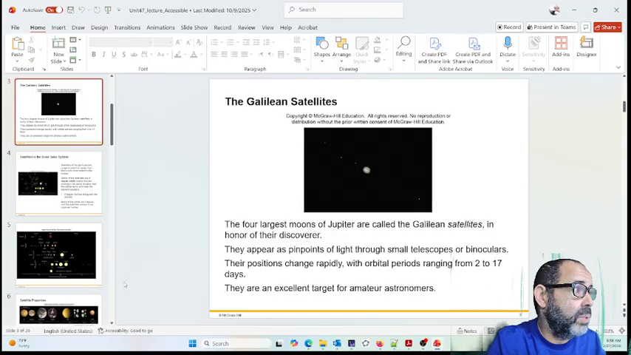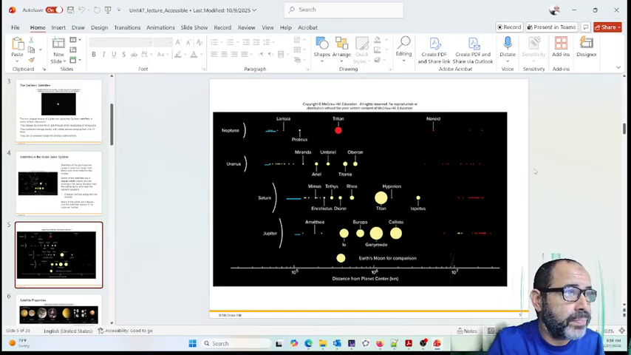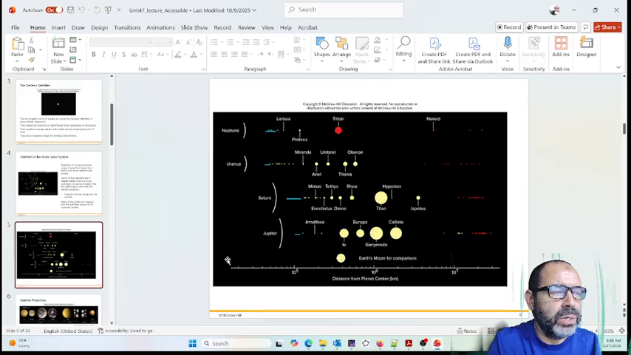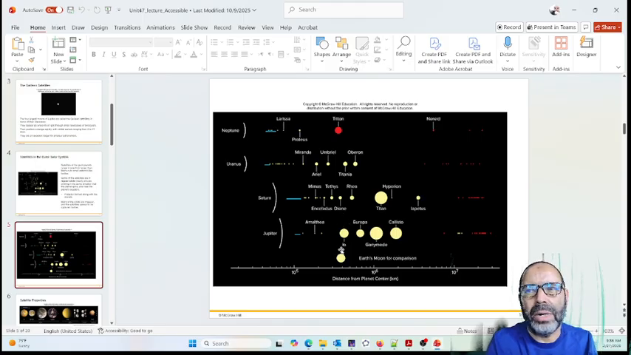So the Earth's moon is here. Relatively speaking, Io, which is the closest big moon to Jupiter, is almost the same distance from the center of its host planet, which is Jupiter, as the Earth's moon is. Slightly further, but they are the same order of magnitude. As a matter of fact, even in size, they are similar. Io is slightly bigger than the Earth's moon, though.